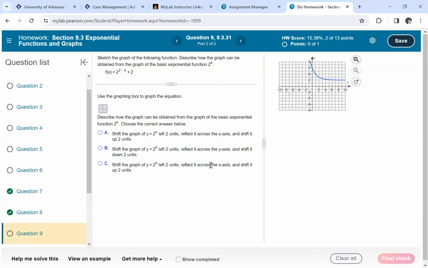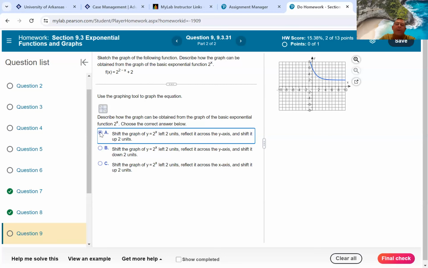So it looked like we didn't pay attention to the 2 at the exponent. That one first, exactly. Okay. So let's see. That one made me go left 2. Well, they all got left 2 units. We reflected it across the y, so it's down to A and B. And then we shifted it up 2, so it has to be A on that one, okay?